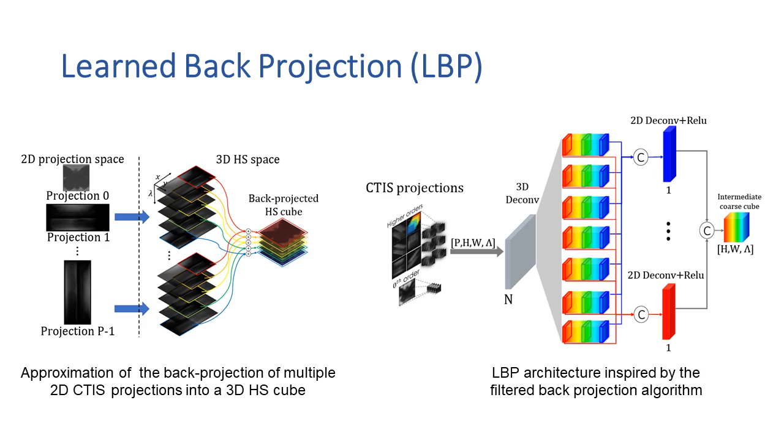In LBP, we use a 3D deconvolution layer to learn spatial-spectral correlations between scattered information, and instead of summing up spectral slices, we perform multiple 2D deconvolutions in parallel on the output of the previous layer, each with a single output channel. Concatenating the products of such convolutions produces a coarse rendition of the object cube.